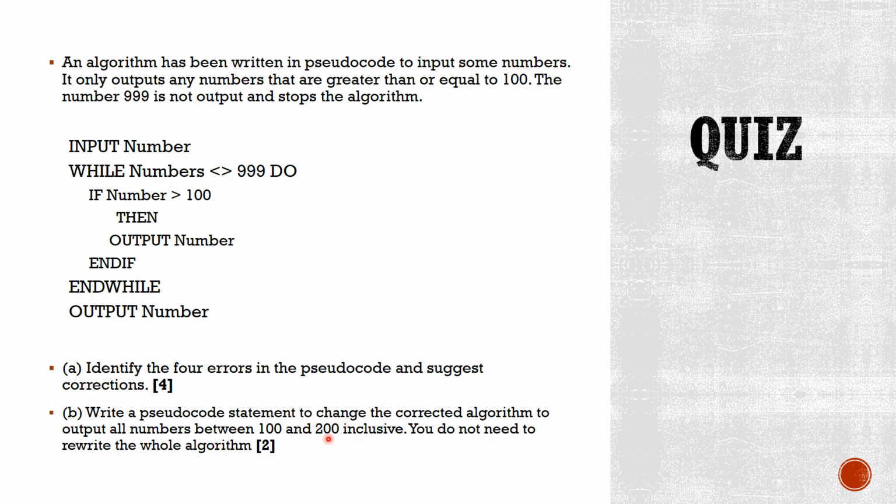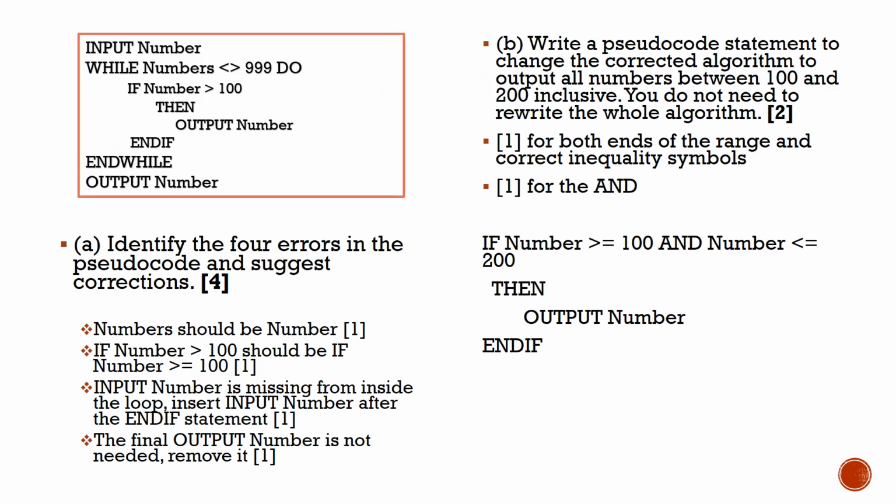And write a pseudocode statement to change the corrected algorithm to output all numbers between 100 and 200 inclusive. Don't forget this word inclusive. Inclusive means 100 and 200 will be included. You do not need to rewrite the whole program. In fact, just find the errors and then fix those errors. See, the 4 errors have been given over here and the new program has been given over here, right? If number is greater than or equal to 100 and number is less than or equal to 200, then output number.